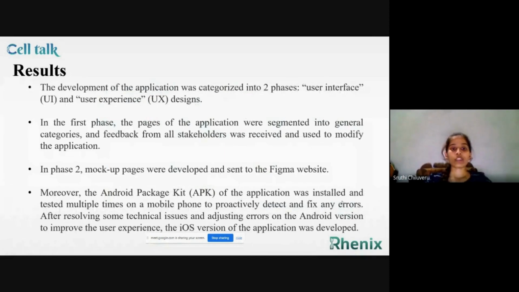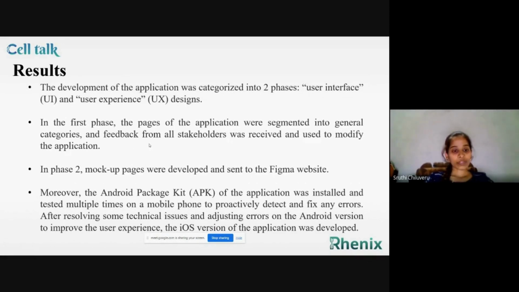Finally, the development of this application was categorized into 2 phases. One is user interface, and the next one is user experience design. In the first phase, the pages of the application were segmented into general categories, and feedback from all stakeholders was received and utilized to modify the application, that is, the app.